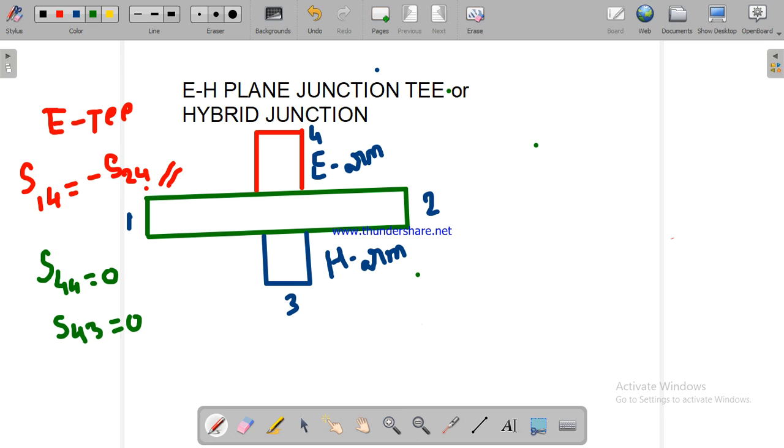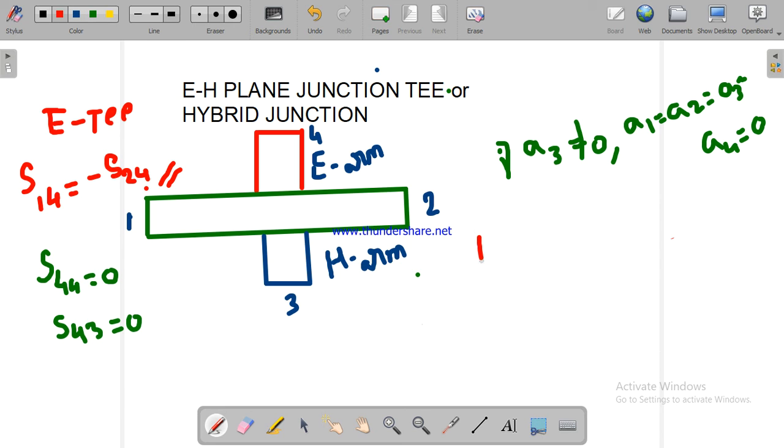Here, first of all, take port 3 as input, and take all the remaining as outputs. So A3 is not equal to 0, port 3 is not equal to 0. That means we are giving inputs. And what about the remaining? A1, A2, A4 is equal to 0. Check this case. This is case 1.